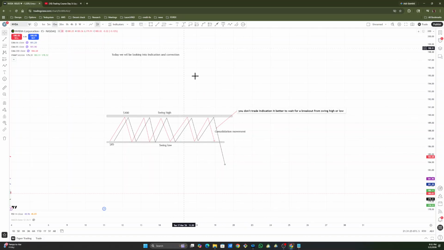So if you want to really understand what an indication is, let me write it down. Only those are capital letters. Give me a second. Indication.